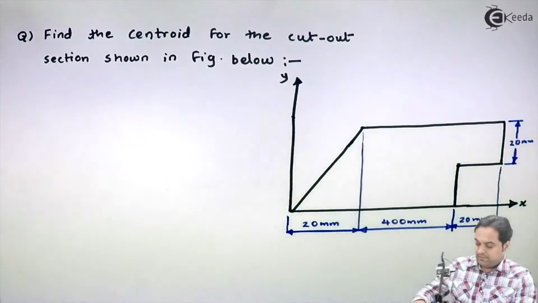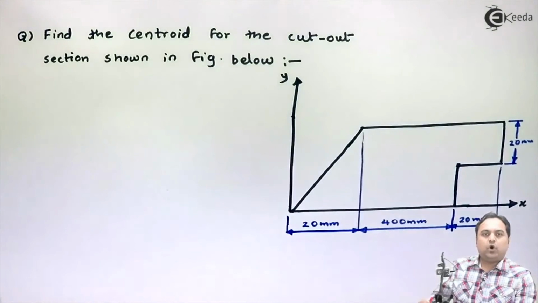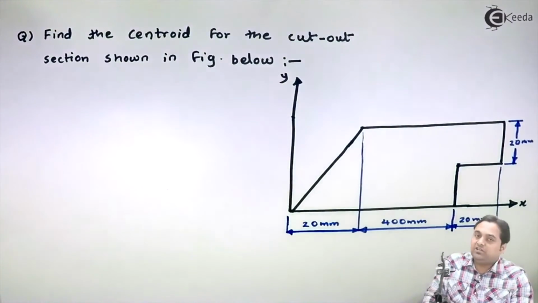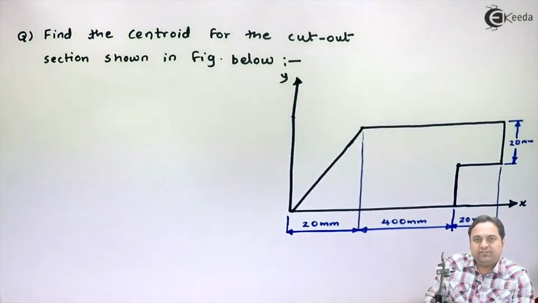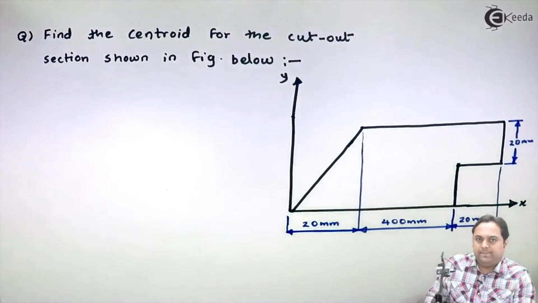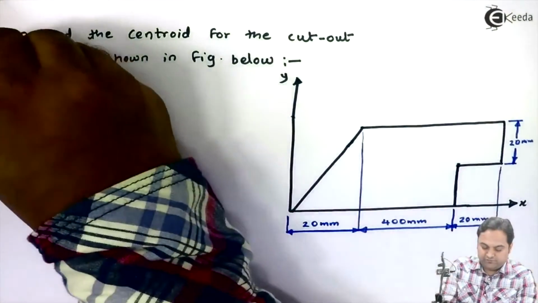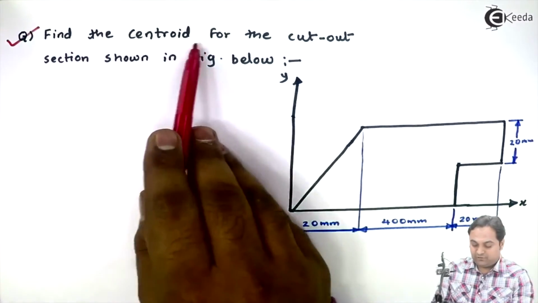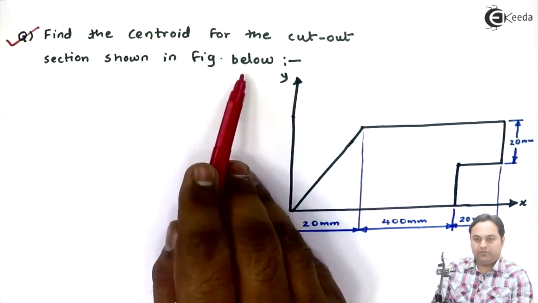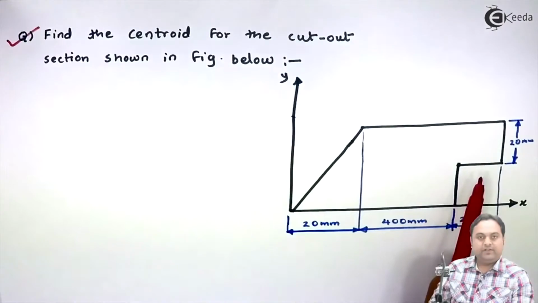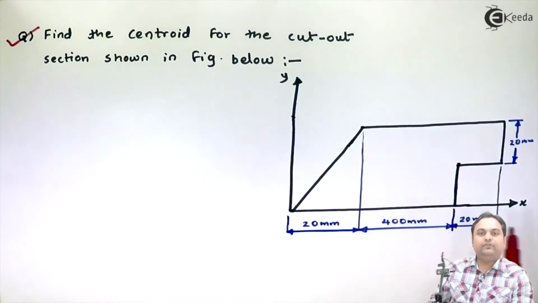Hello friends, let's take a problem on a section which is a cutout section and we will find the centroid for such a diagram. So here is the question in front of us. Find the centroid for the cutout section shown in figure below. Here the diagram is given. For this figure we have to find the centroid.